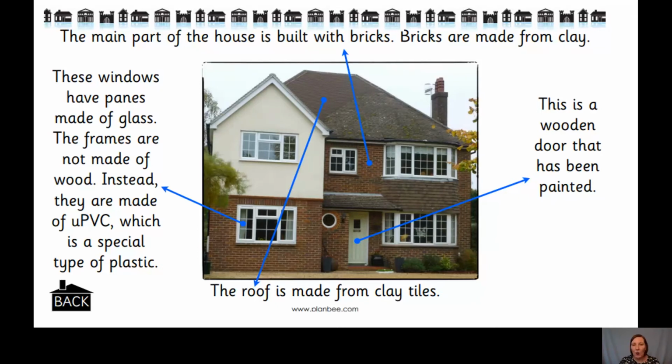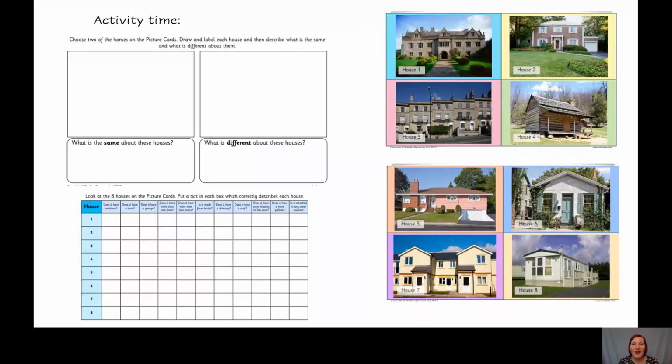So we are going to go into our activity time now. I'd like you to have a look at these 8 pictures of houses. Should we quickly go through them so we know what they are? We've got lots of different types. We've got terraced houses, we've got detached houses, we've got bungalows, we've got mobile homes, we've got stately homes, we've even got a hut there as well.